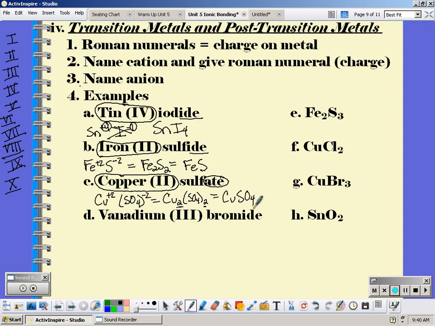Vanadium 3. The 3 belongs to the vanadium. So V +3, Br -1. Cross the numbers down. VBr3.